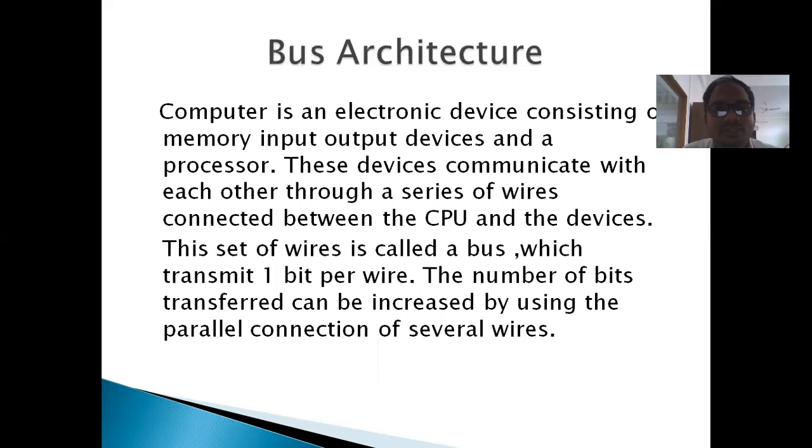The bus architecture. Computer is an electronic device, as we know, and it consists of input-output devices, a processor, and memory. These devices communicate with each other through wires connected between the CPU and the devices. This set of wires is called the bus, and through this bus, data is transmitted. The number of bits transferred can be increased by the parallel connection of several wires.